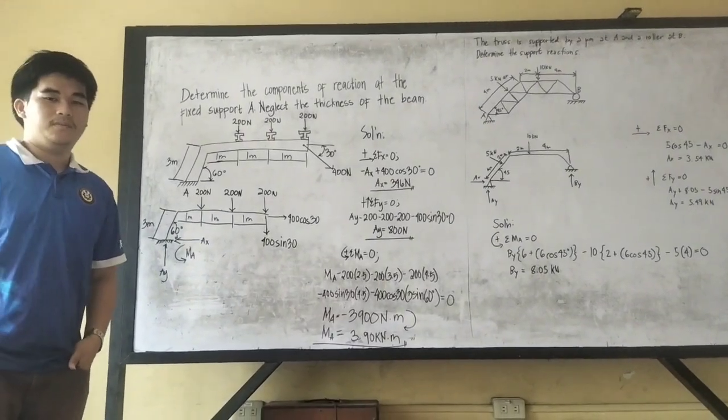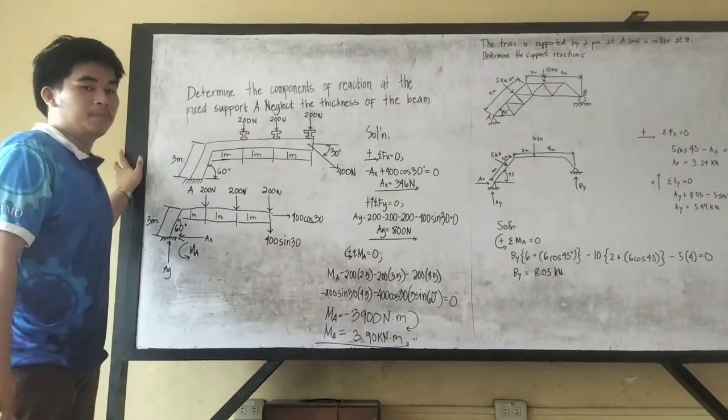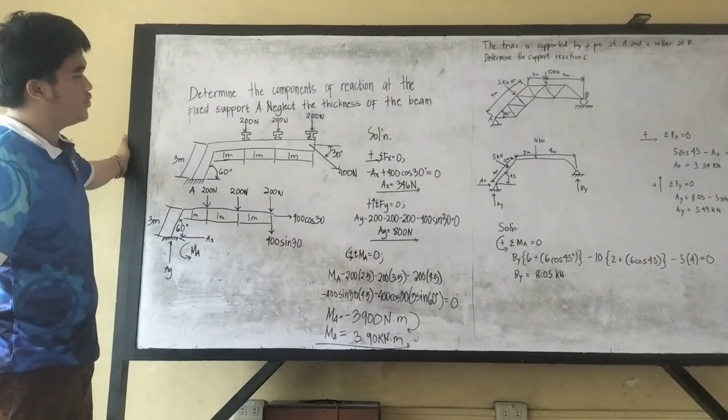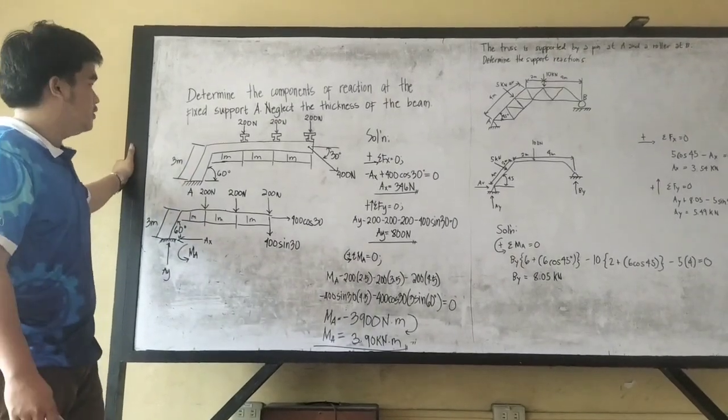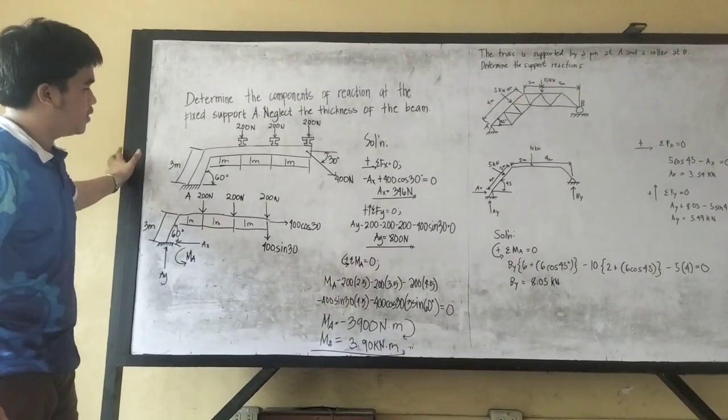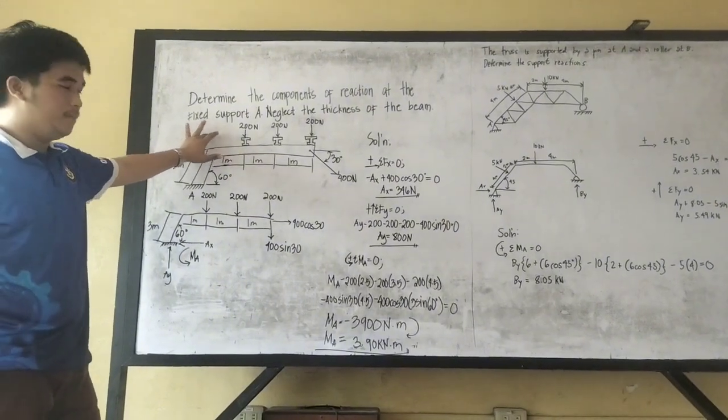So today we're going to solve equilibrium. So here's our example. Determine the components of reaction at the fixed support at A. Neglect the thickness of the beam. So here's our example beam.